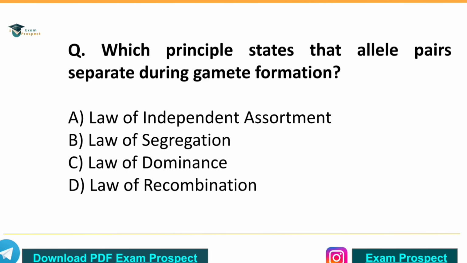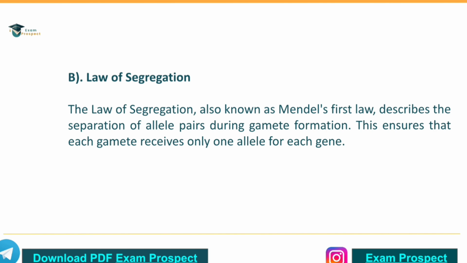Next question. Which principle states that alleles separate during gamete formation? Correct answer is option B, law of segregation. The law of segregation, also known as Mendel's first law, describes the separation of alleles during gamete formation. This ensures that each gamete receives only one allele for each gene.